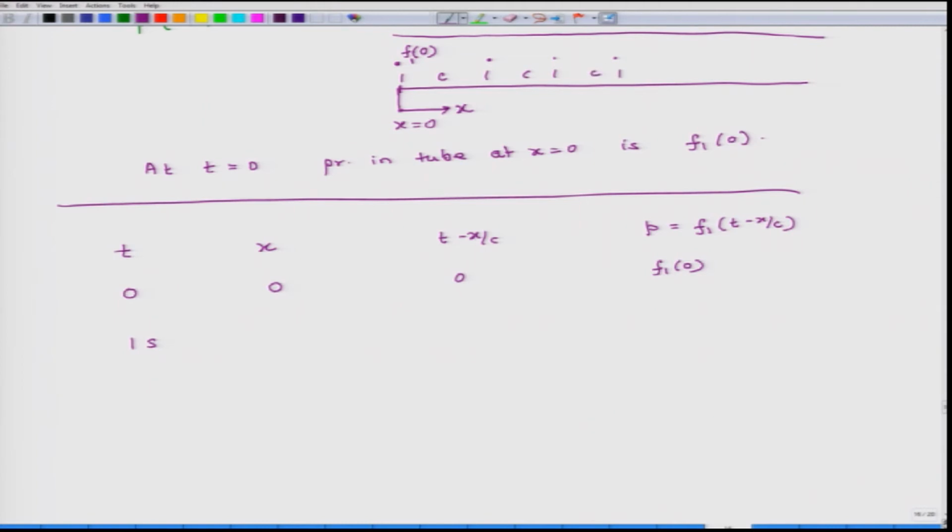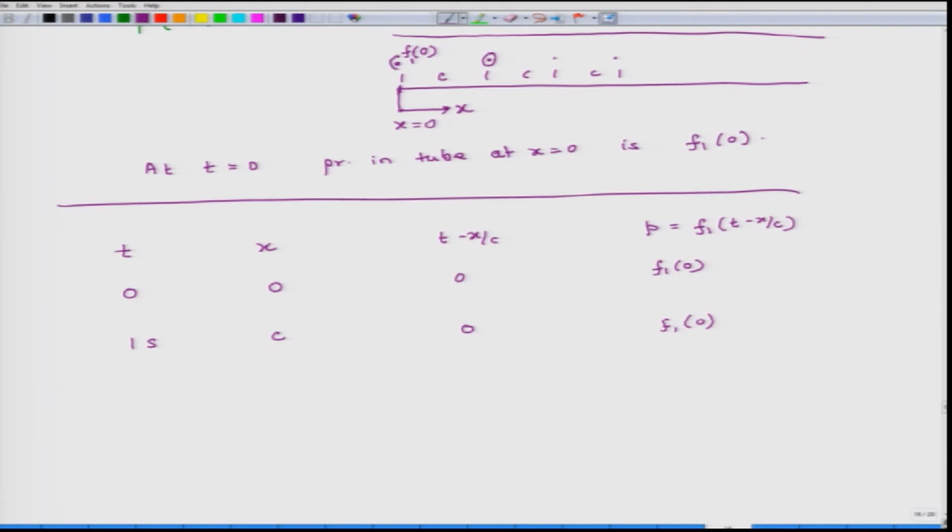So what is the value of x in this case? C, right, it is c meters. And what is the value of t minus x over c? 0. And what will be the pressure? It will still be f1 of t minus x over c, which is at location 2, right.